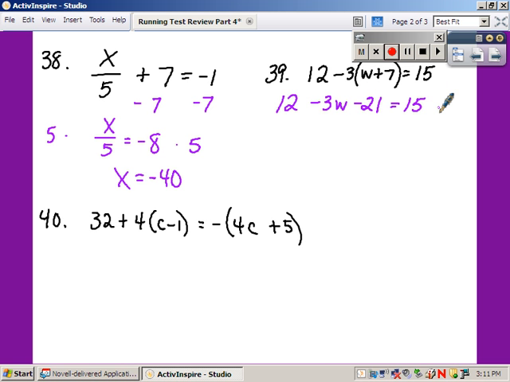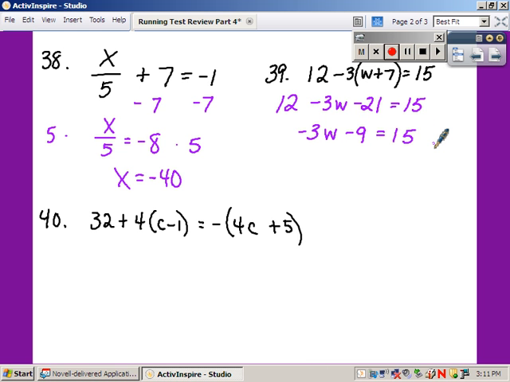Now a lot of people I noticed, watching you guys do your reviews, like to start adding 21 to both sides and then subtracting 12, and then finally maybe dividing. The idea is that you should combine the like terms before you get to moving stuff around from side to side. So this positive 12 and this negative 21 should really combine to be negative 9.